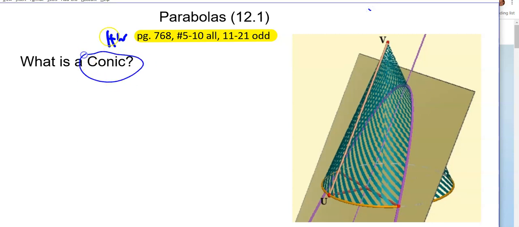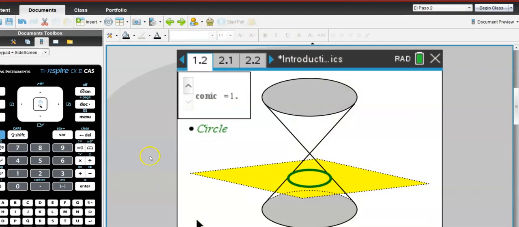What is a conic? A conic is when you take a cone. Do you see this picture of a cone right here? It's almost like an upside down ice cream cone. We're talking about conics this whole chapter. That's the official name, and I want to show you what it is.